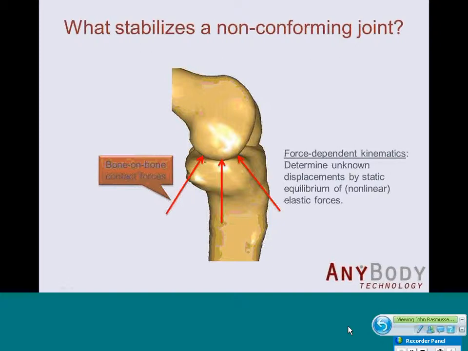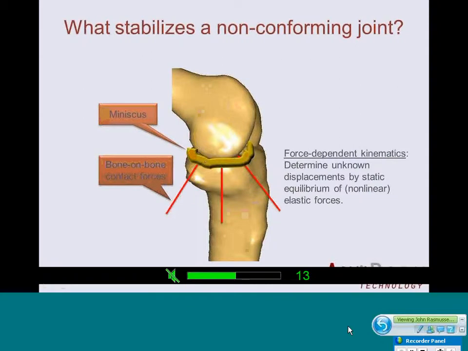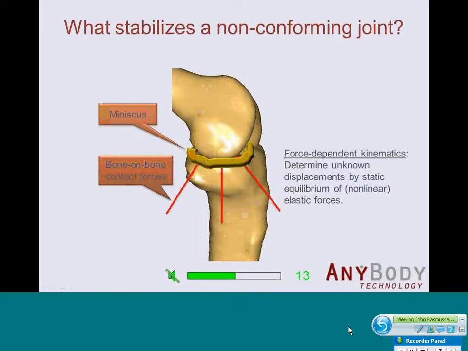Even though the surfaces are not congruent, you can see that we can get reaction forces that point in different directions, like I have indicated here. The other stabilizing factor is the meniscus. The meniscus is also kind of embracing the femoral condyle and providing some additional stability. The meniscus is made of a soft material, basically sort of cartilage, so it's relatively soft and compliant, and it means that it is able to deform with the forces that are applied to it.